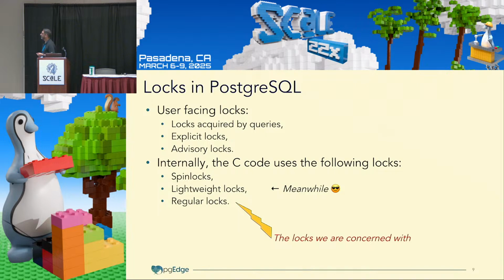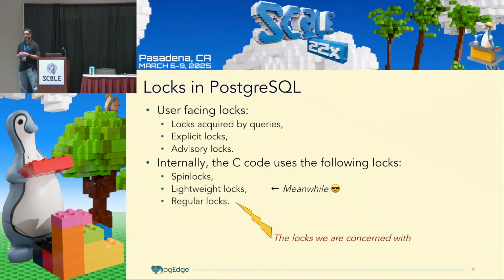So with data, you need to obviously control how you access it. Postgres does it in different ways. There are different types of data internally that Postgres has to manage. From a user perspective, you have user locks, you can have advisory locks, you have explicit locks. But internally, the Postgres server manages 3 different types of locks.